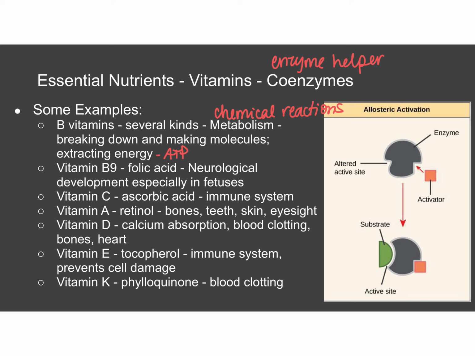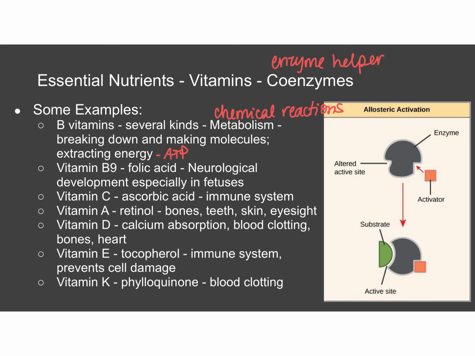Vitamin B9, so this is a specific B vitamin, is also known as folic acid. And it is especially important for neurological development, especially in fetuses. So typically pregnant women will take prenatal vitamins that have a lot of folic acid in them. If a woman is pregnant and her folic acid levels are low, it can lead to neurological developmental abnormalities in the baby, including spina bifida.